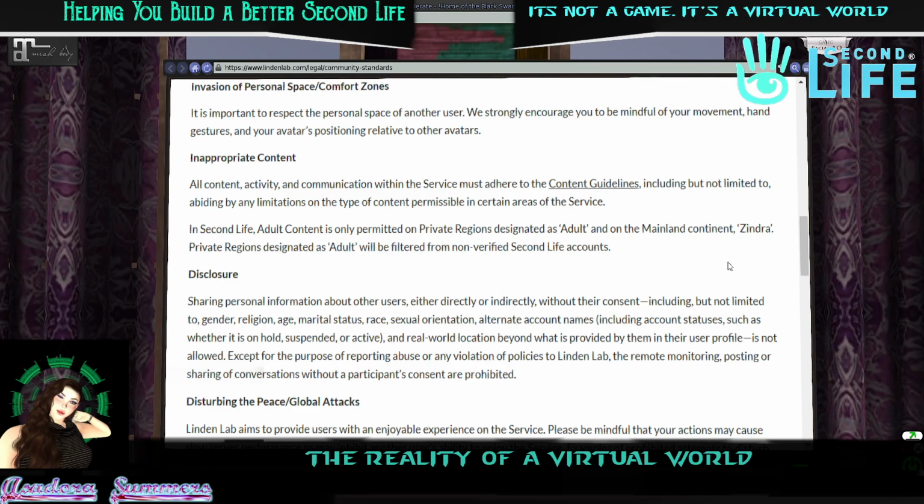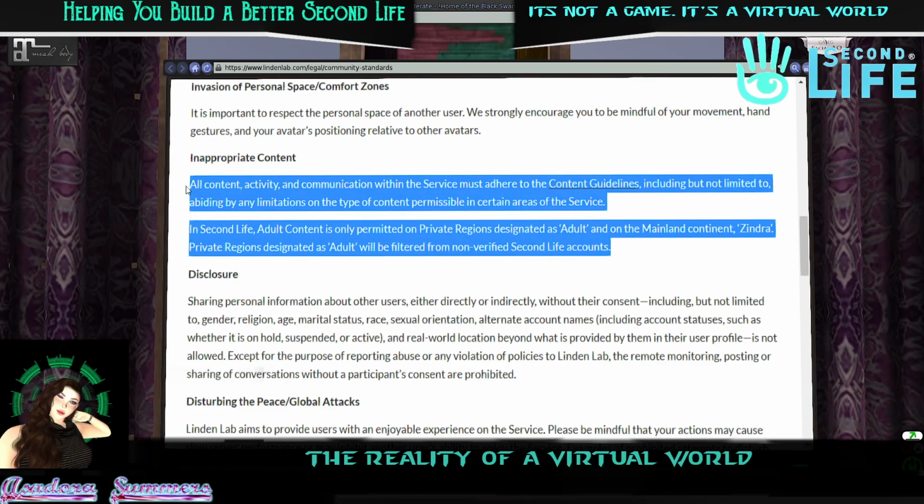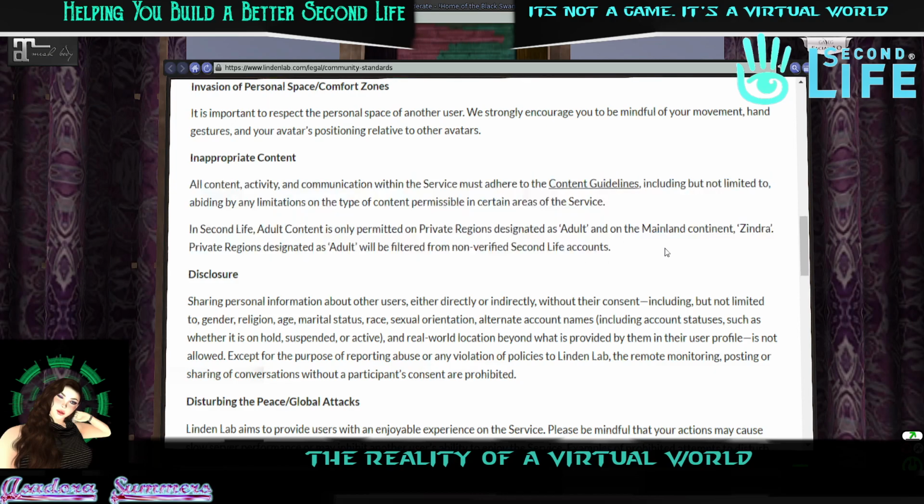Right. Now, regarding inappropriate content, personally, I've only seen it enforced back in the day. Nowadays, I don't see it enforced that much. But, you know, I do know that most people, especially on the mainland, do adhere to the ratings of sims.